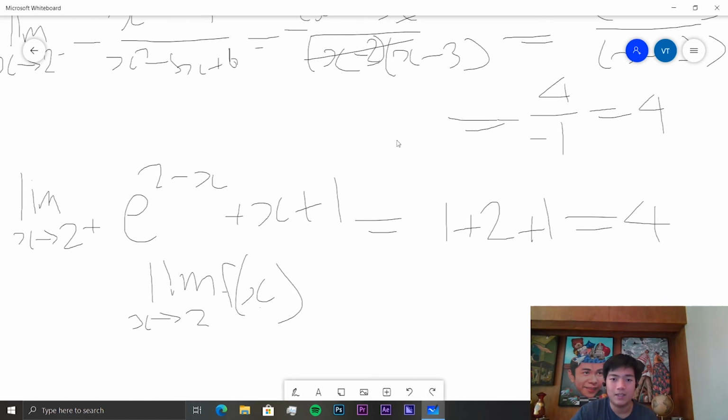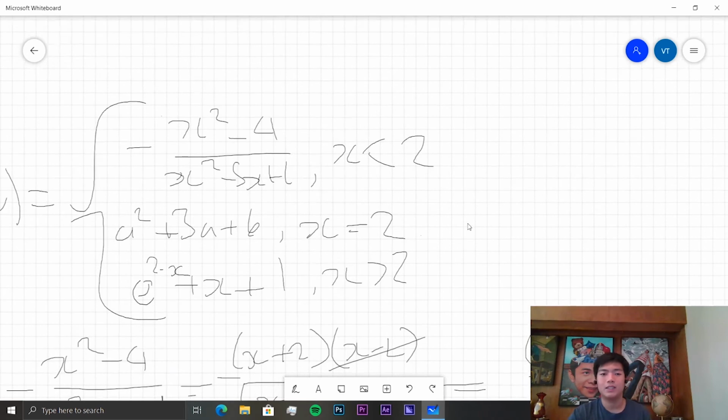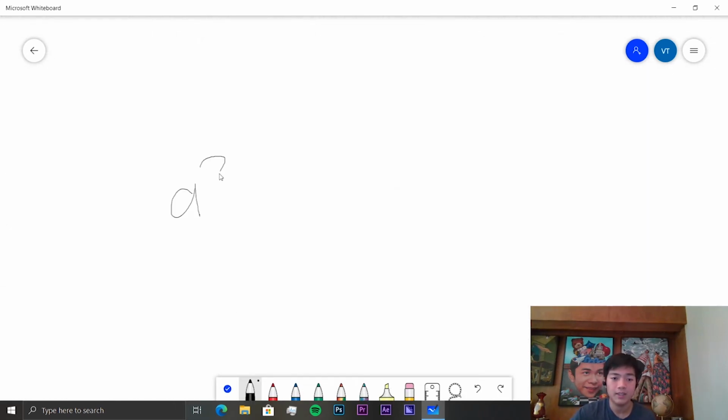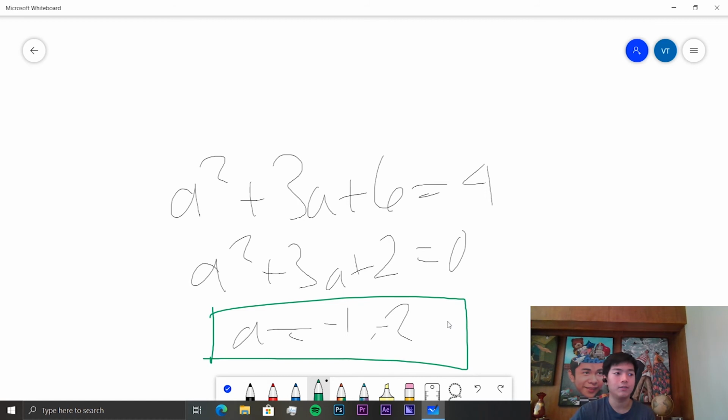So now we need to find a, in this equation a squared plus 3a plus 6, for which this is equal to 4. So we know that a squared plus 3a plus 6 equals 4, so a squared plus 3a plus 2 is equal to 0. So a can be equal to negative 1 or negative 2. Those are the two possible values for which f of x is continuous.